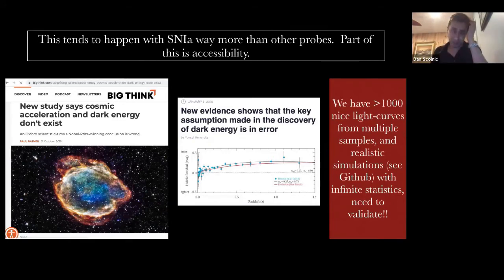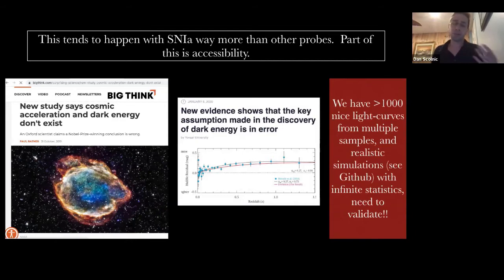But here I'm showing two popular claims that I'll talk a little bit about now. One is from Subir Sarkar, which says the new study says cosmic acceleration, dark energy don't exist, or one that you heard about last week, from Kang et al., which says new evidence shows that the key assumption made in the discovery of dark energy is an error. So this is a thing that keeps happening, and overall what I say to it is that this is often taking one piece of the analysis, and there's very little validation of, you have your own method, have you checked that this can return what you think it's going to return.